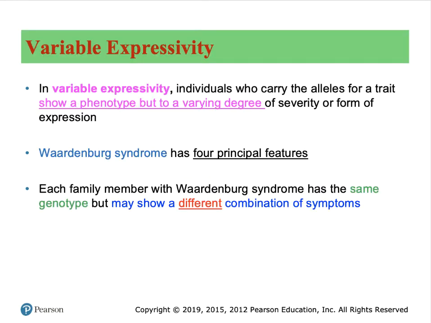The next condition to relate to is variable expressivity. In this particular case, individuals that carry the alleles for the trait show a phenotype, but to a varying degree compared to other members of the same family. A classic example used in genetics is Waardenburg syndrome, which has four principal features. Each family member with this syndrome has the same genotype, but they may show a different combination of symptoms.